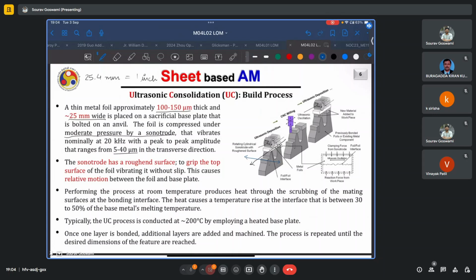The sonotrode has a roughened surface to grip the top surface of the foil. This is typically achieved via a knurling operation, which introduces some texture on the surface of the sonotrode. Why we want this is so that there is no relative motion between the sonotrode and the foil. We want them to move as one. For this, we need high friction between the two surfaces, and to enhance this friction, we typically have this knurled pattern on the surface of the sonotrode.